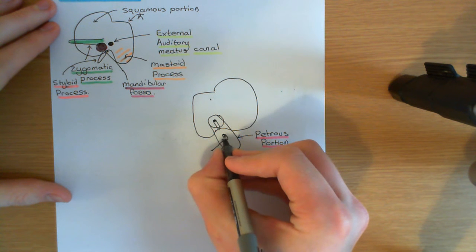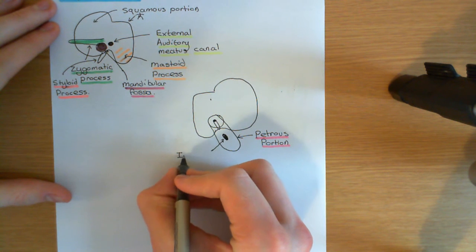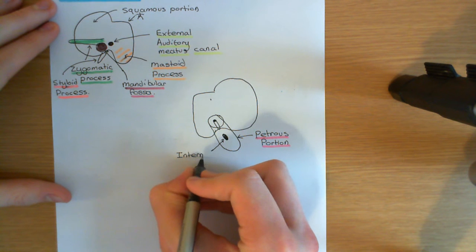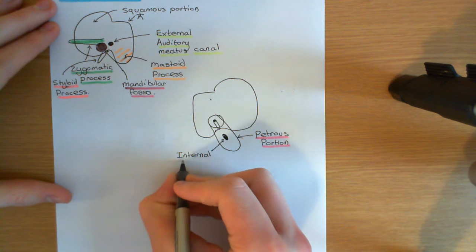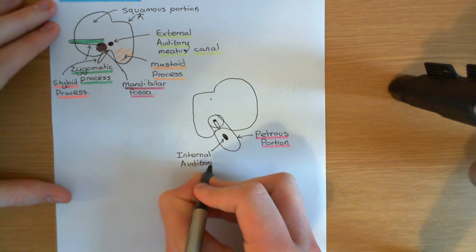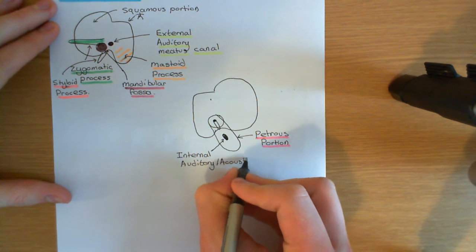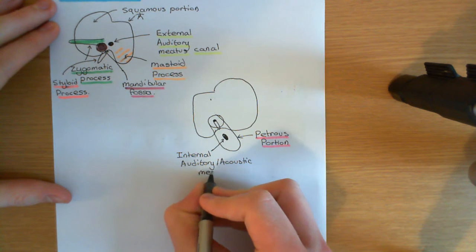So there is an opening on the petrous portion of the temporal bone known as the internal auditory or acoustic meatus, and as they say, this is going to have important nerves running through it, as we'll see later. So this is the internal auditory, or you could call it acoustic meatus. So remember, meatus just means opening.